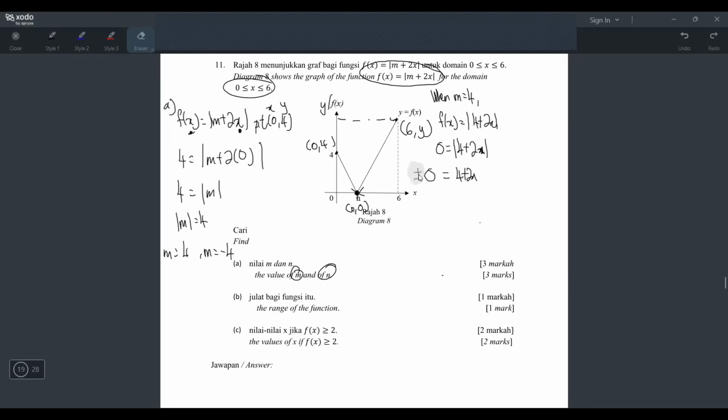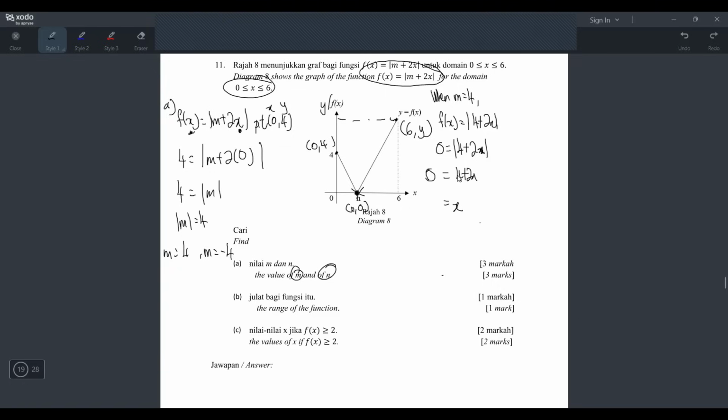But 0 tak ada plus minus. Negative 0 is still 0, positive 0 is still 0. So 0 is like neutral, dia tak ada positive negative. That's why you tak payah tulis dua jawapan, because negative 0 is still 0. But this one you have to write because it's 4 mah. That's why lah. It's just that 0 special saja.